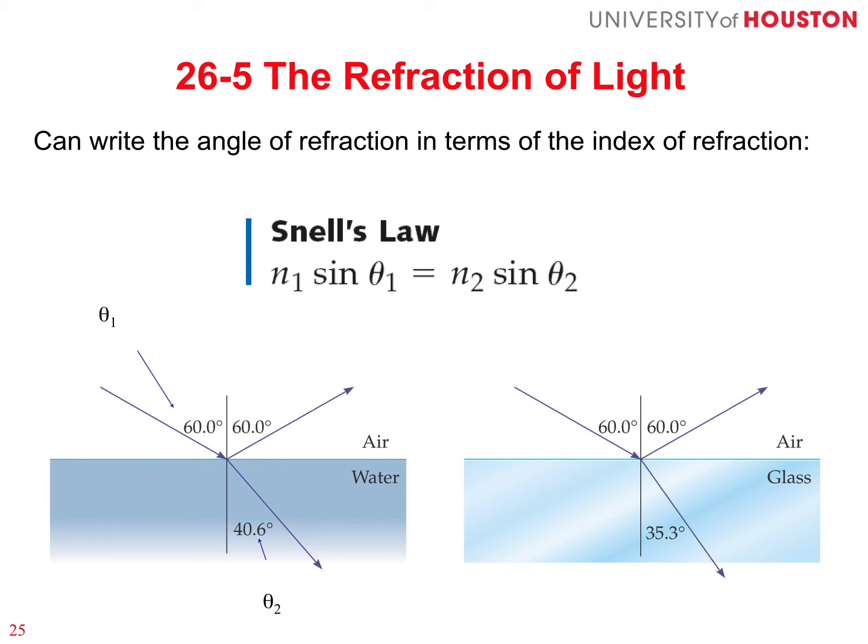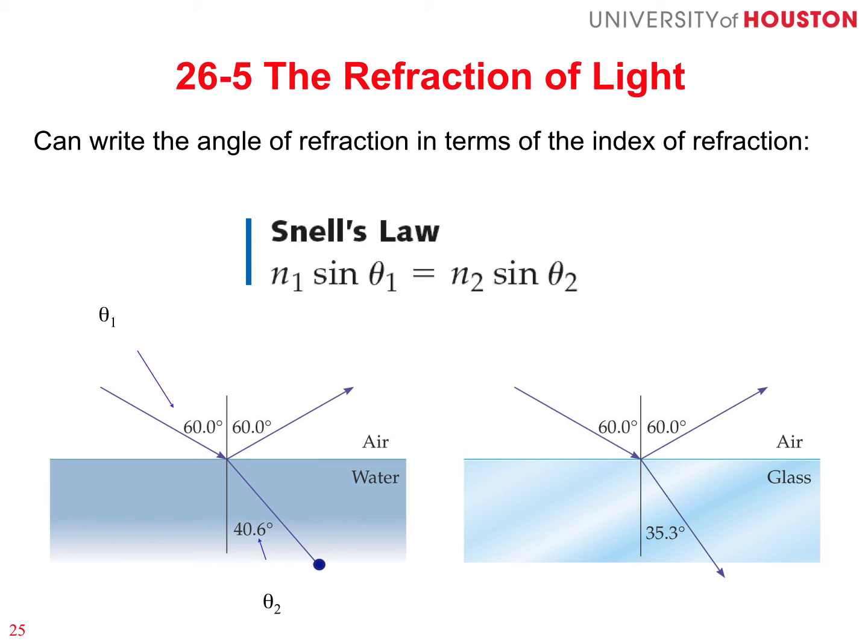Snell's law tells us how much light is bent when it goes from one medium and passes to another. N1 is the index of refraction of the first medium. We multiply that by sine theta 1, where theta 1 is the incident angle with respect to the normal, and that will equal N2, which is the index of refraction of the second medium, times sine theta 2, where theta 2 is the angle between the refracted ray and the normal.